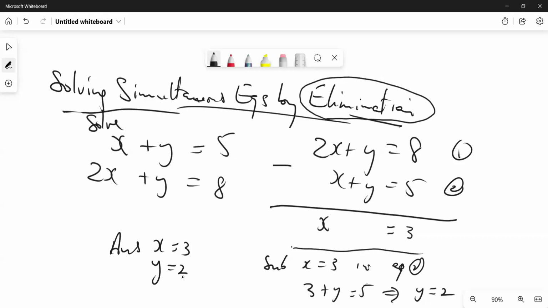Sometimes, as I said, you can decide what you want to eliminate. There are times when the nature of the equations tells you the best thing to eliminate is this one. As you work many of these problems, you'll get a sense of whether you should decide or whether the equations should tell you what is easiest to eliminate.